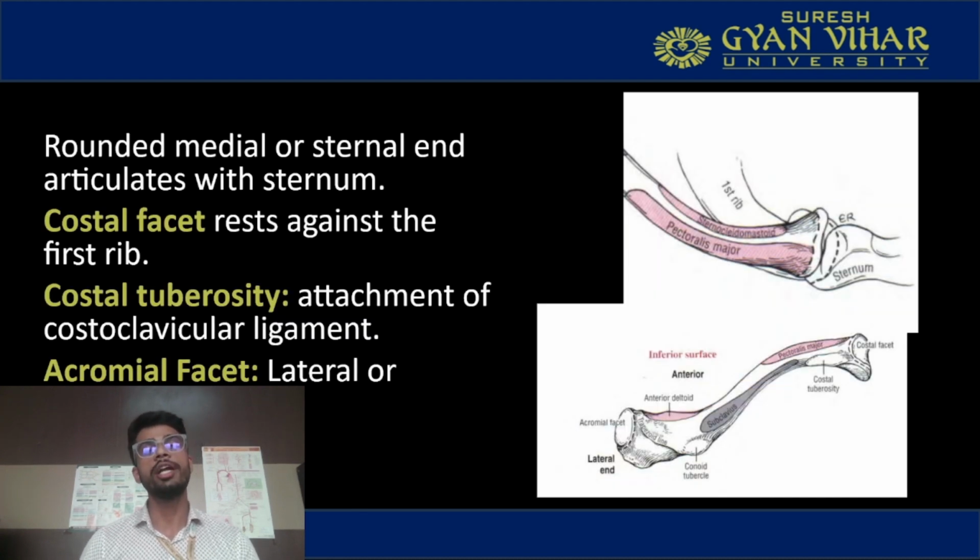Now the rounded medial or sternal end, as you can see, is the medial end or the sternal end. It is known as the sternal end as it articulates with the sternum to form the sternoclavicular joint. Now there are some important landmarks present here. First is the costal facet. The costal facet is the facet that rests against the first rib. As you can see, this is the first rib present over here.